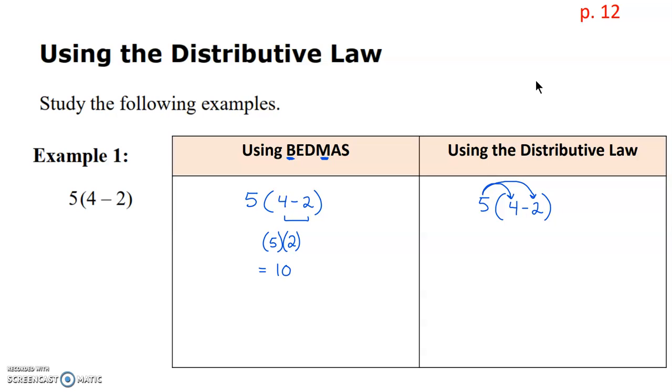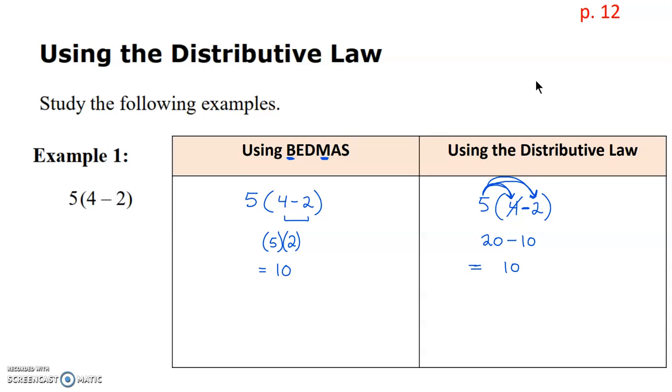So let's try it. 5 times 4 is 20. So that's the first term done. And then 5 times negative 2. That's a negative 2 because if we added the opposite, we would get plus negative 2. So 5 times negative 2 is negative 10. And 20 minus 10 is 10. So we have two ways that we can solve with regular whole numbers, order of operations and the distributive law.